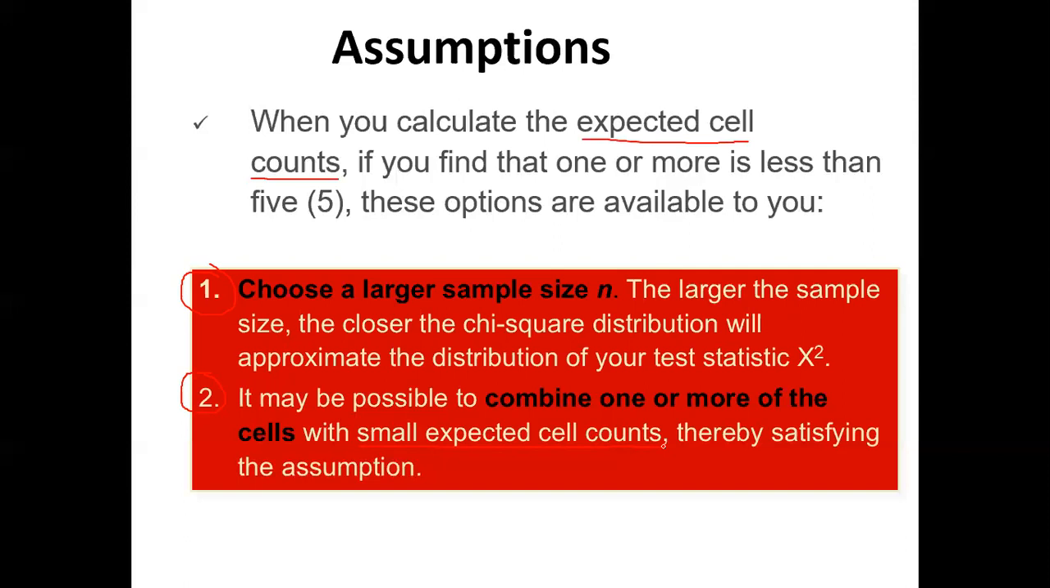So if you count your expected cell counts and find that one or more of your expected cell count values is less than 5, then you must choose one of these two options. Either you choose to have a larger sample size, or the next option is you can combine the cells with small expected cell counts.